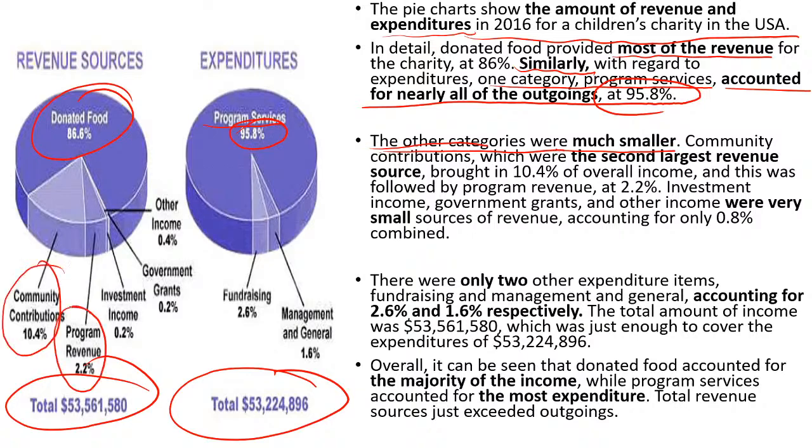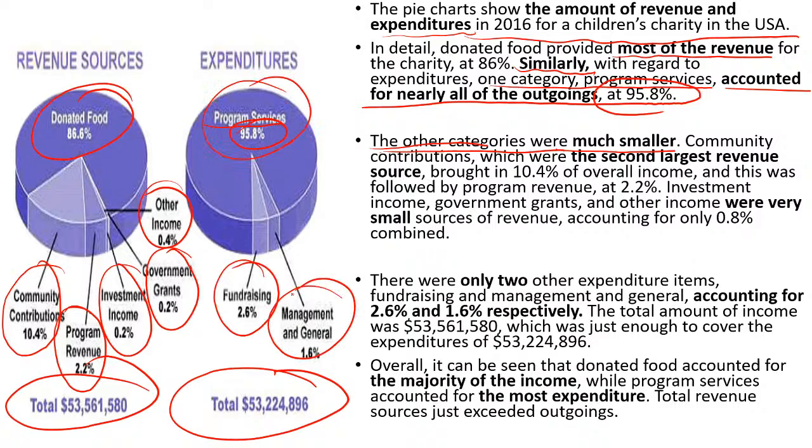So if you look at these other categories, they are quite small compared to donated food. And if you compare the expenditure on fundraising and management and general with program services, then again it is a smaller number. So these categories were much smaller.